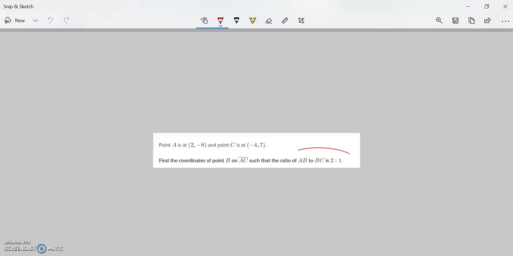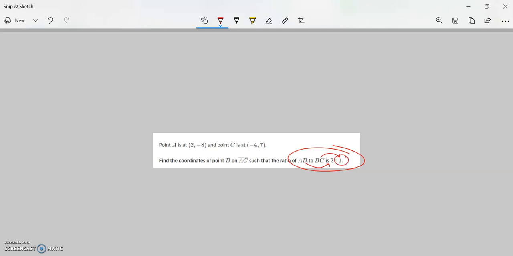So this back part is probably the trickiest part. It says AB to BC is 2 to 1. That part's going to change every single question. So you really have to look at that and try and figure out what's going on. Sorry, yawning. So AB is that 2 and BC is that 1. What that means is AB is twice as long as BC.